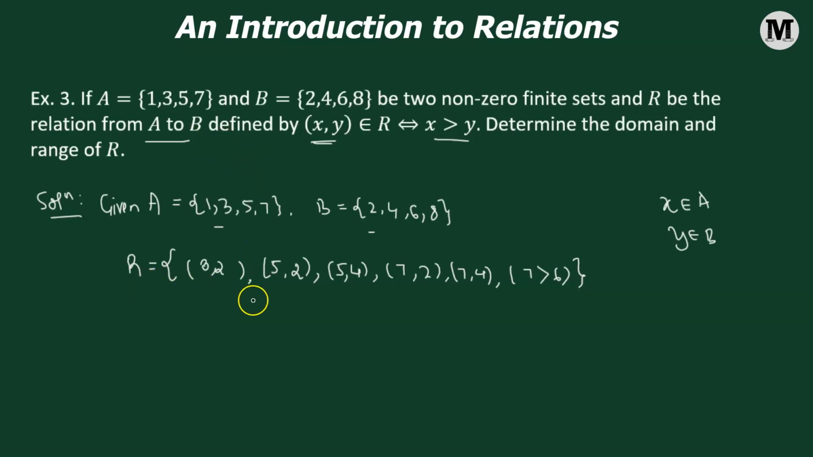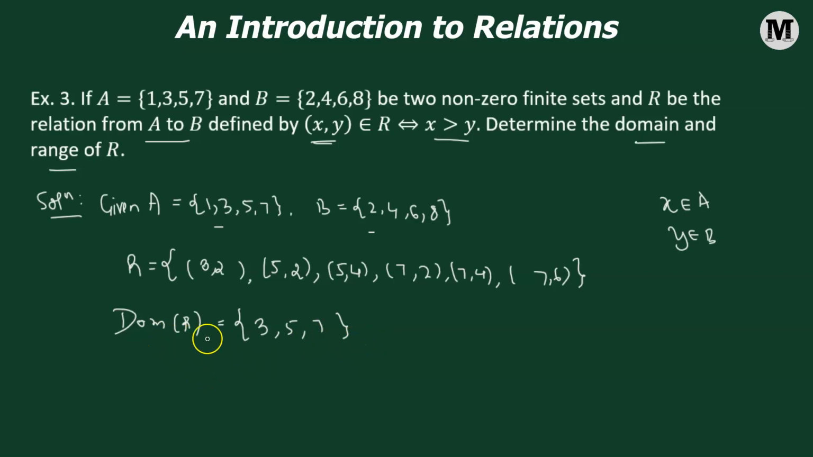Now that we have the relation, what is our next task? Our next task will be to obtain the domain and range of R. That's now an extremely simple task. So the domain of R is going to be the first element of each of the ordered pairs. So we have 3, 5 and 7. Right, so this is now 7 greater than 6. This simply means that we have 7 comma 6.